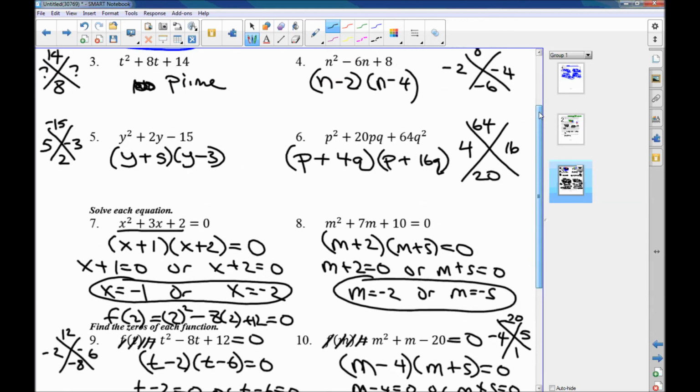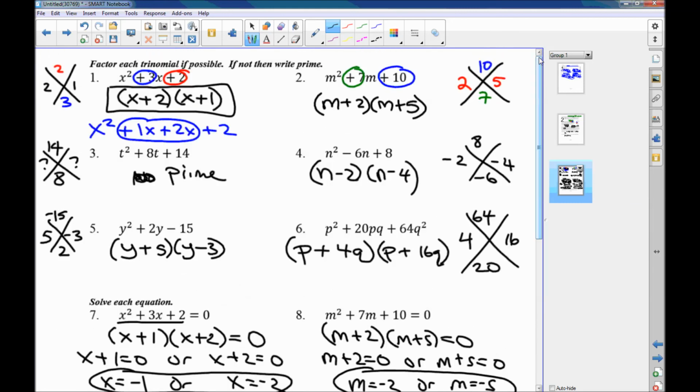And once again, these are all special ones because in each case, we always have a leading coefficient of 1. When that is not the case, we'll have a little bit more work to do, but we'll learn about that next time.